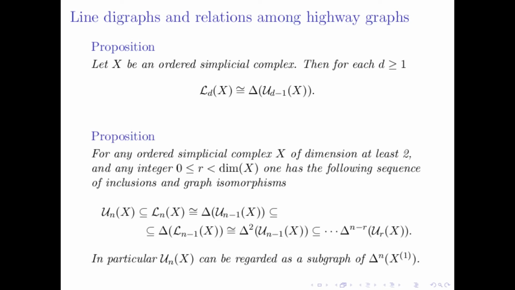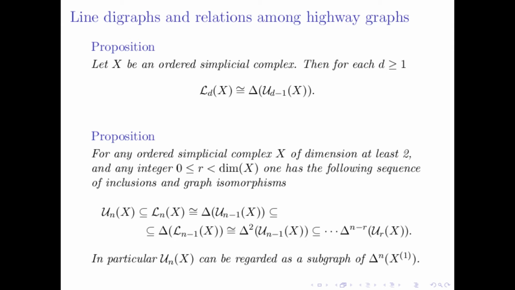If X is an order simplicial complex, then for any integer between 0 and the dimension of X, one has the following sequence of inclusions. The upper n highway graph is a subgraph of the lower n highway graph, or rather isomorphic to a subgraph, which is isomorphic by this proposition to delta of U n minus 1. So you get an inclusion of U n in delta of U n minus 1. Delta preserves inclusions, and therefore you have an inclusion of that in delta of L n minus 1, which is isomorphic to delta squared of U n minus 1, etc., etc.